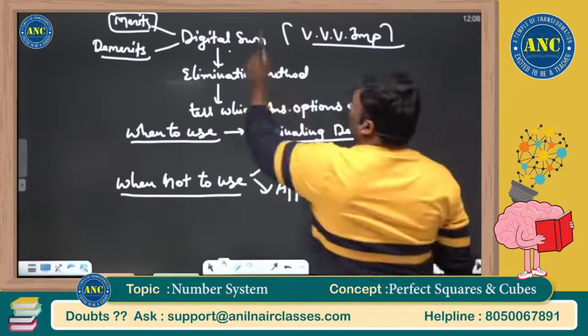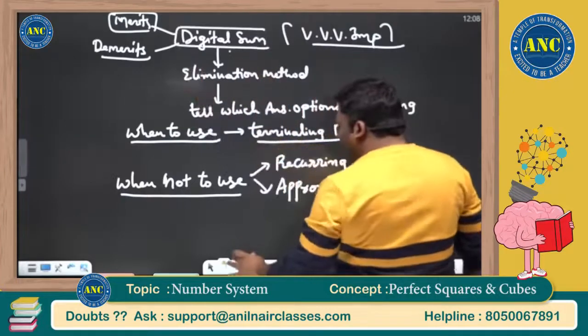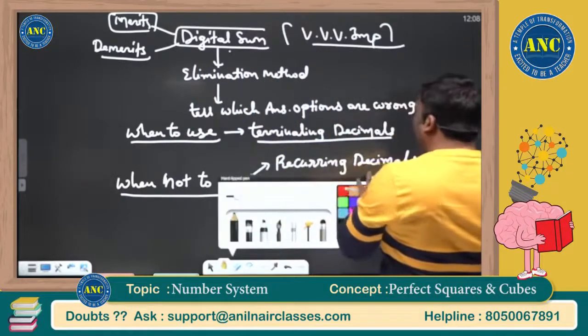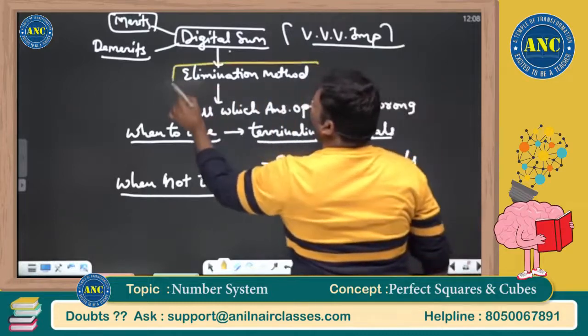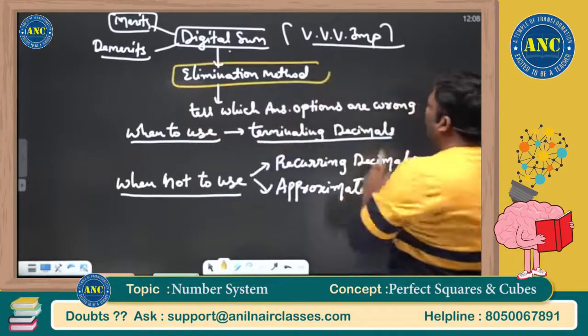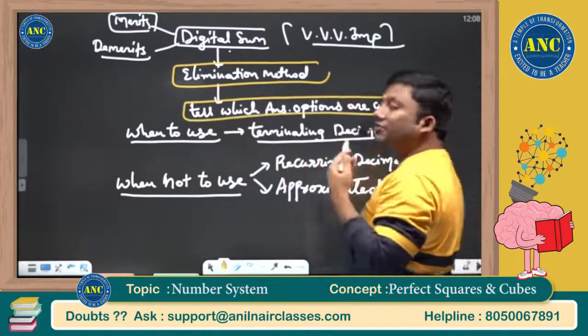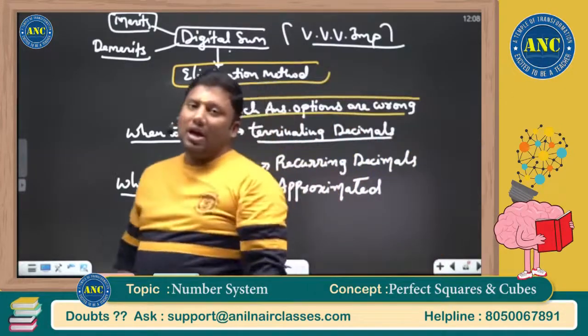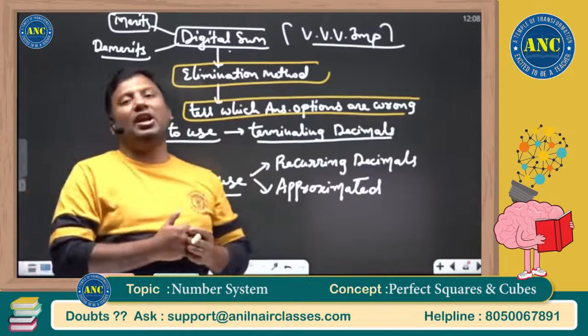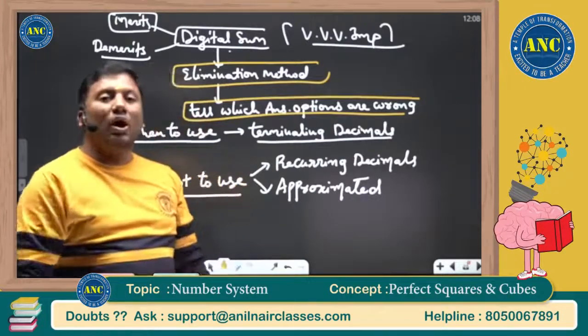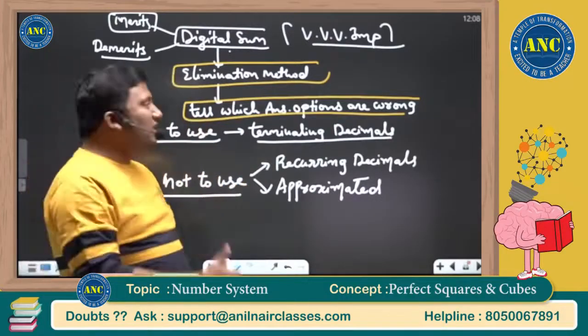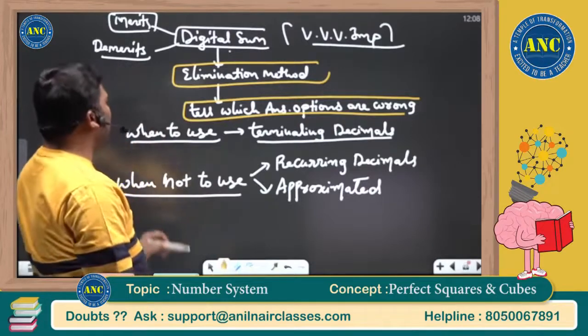Digital sum is an elimination method. It will only help if there are answer options. It will only tell you which answer options are wrong. By any chance, if three are wrong, the fourth will be the answer. Probably if there is none of these, or if there are two options with the same digital sum, you will be stuck with this method.